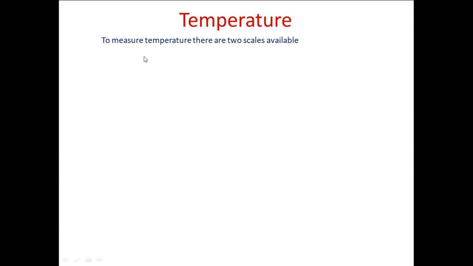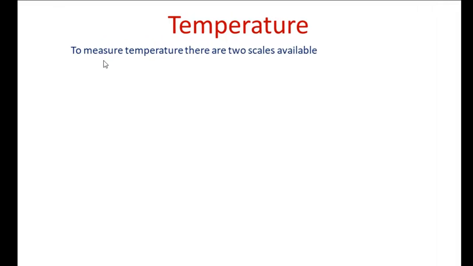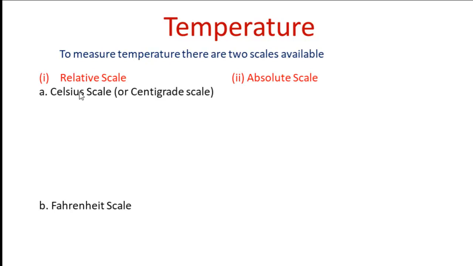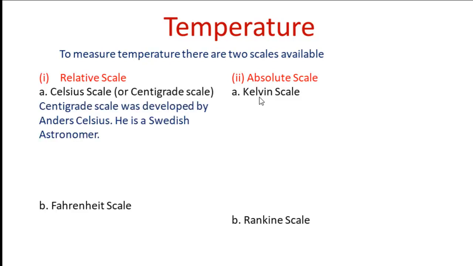To measure temperature, also we have two scales, both relative scale and absolute scale. Under the relative scale also we have two scales. One we call the Celsius scale, the other one we call the Fahrenheit scale. To measure temperature in the absolute scale, again two scales are available. One we call the Kelvin scale and the other one is called the Rankine scale.